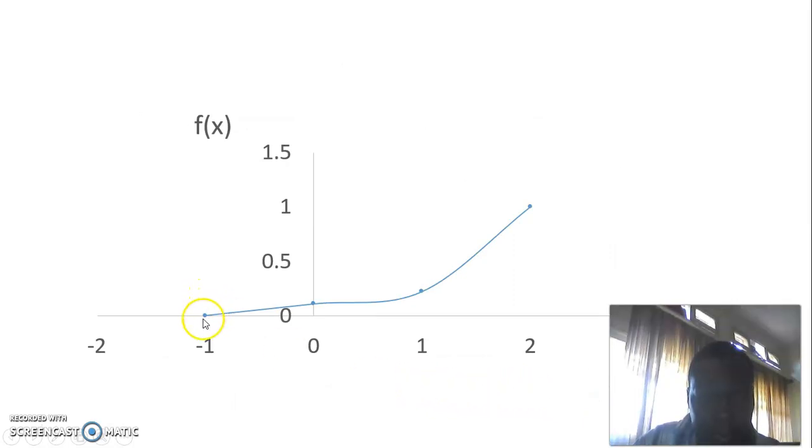Hence, we can also display our relationship between F of x and x on a graph, and it can be shown to be like this. As you can see in this graph, this is F of x and this is x, and this is how the distribution looks.